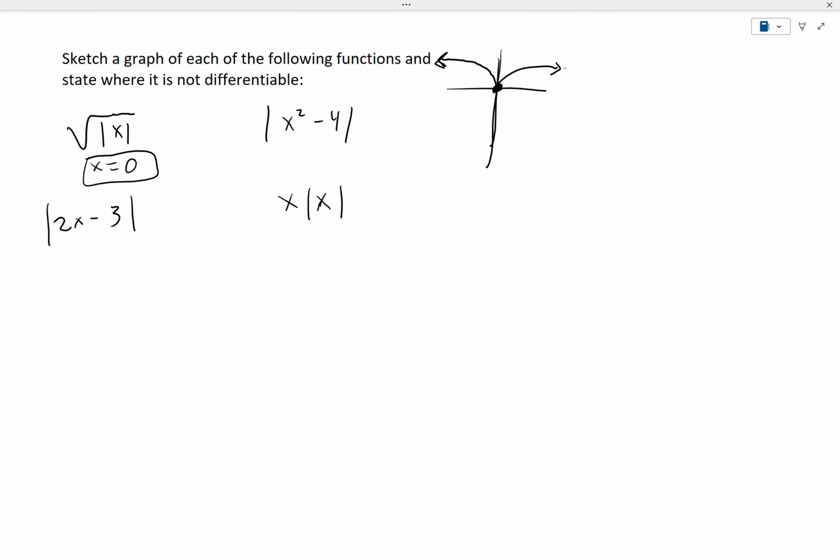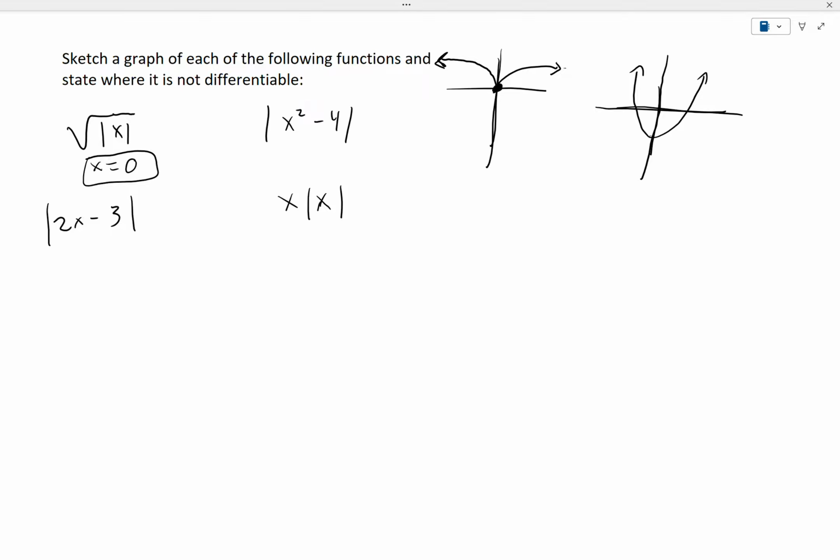How about the next graph over here? Absolute value of x squared minus 4. Well, what's x squared minus 4 going to look like? We know that x squared looks like this. So x squared minus 4 is just going to be me shifting this parabola down by 4 units. So I'm just going to shift the parabola down. So that's what it's going to look like.